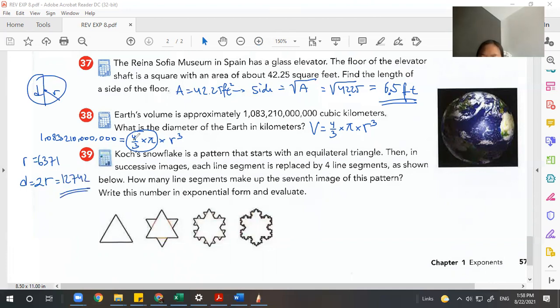Okay. Again, how do I do this? You have to find the radius cubed first. The radius cubed is 1,083 and so on, over 4/3 pi. Sorry for the small writing. And to find r, you have to take the cube root of r cubed. That's it. Now, number 39. Any questions so far for number 38? Stacy, is it okay for number 38? Let me know.